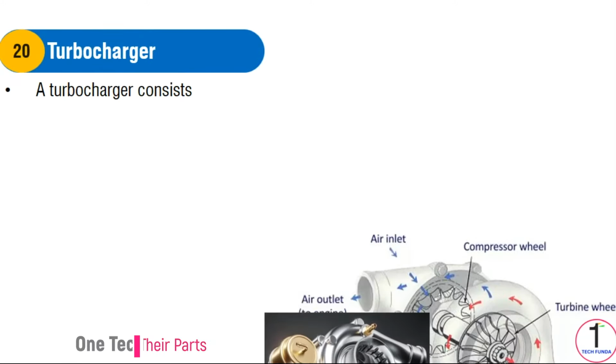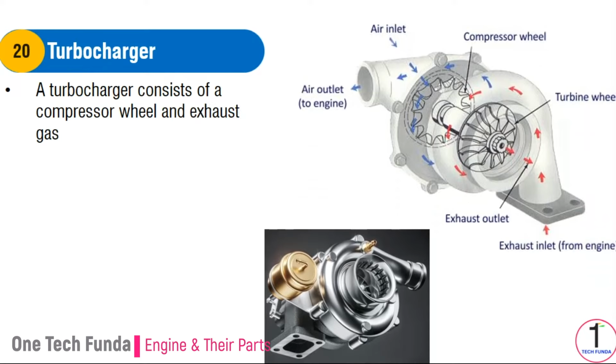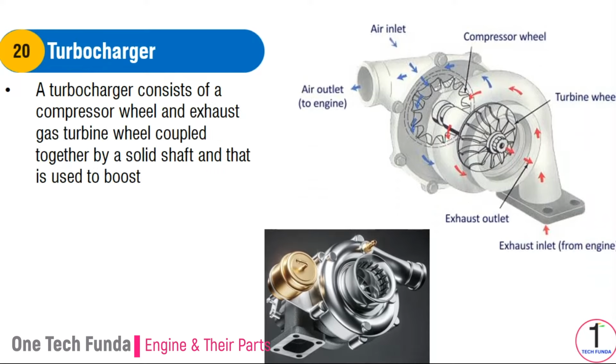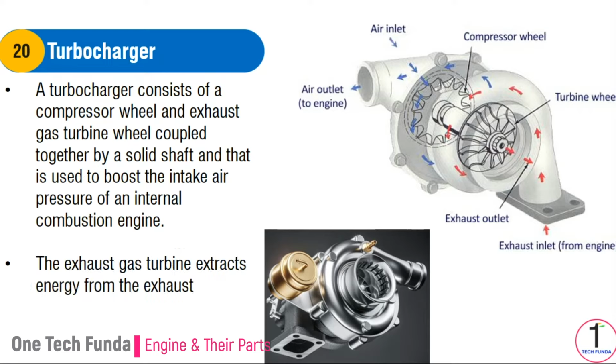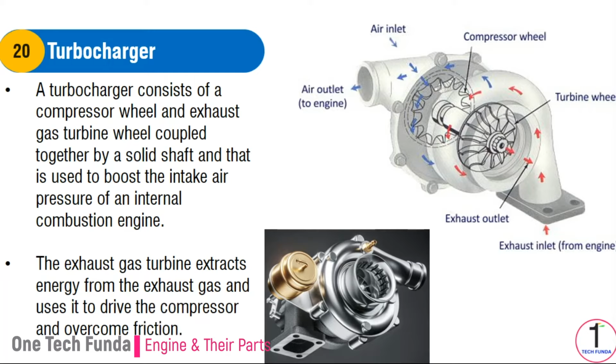Turbocharger. A turbocharger consists of a compressor wheel and exhaust gas turbine wheel coupled together by a solid shaft, and that is used to boost the intake air pressure of an internal combustion engine. The exhaust gas turbine extracts energy from the exhaust gas and uses it to drive the compressor and overcome friction.